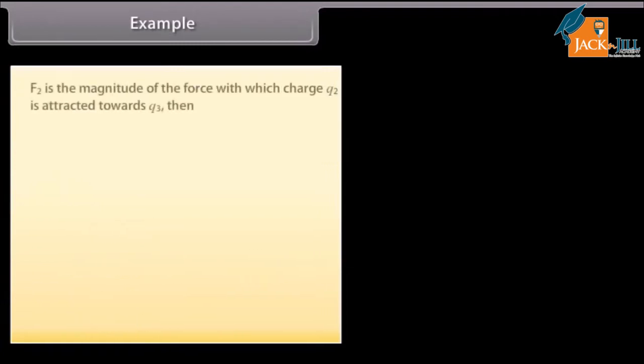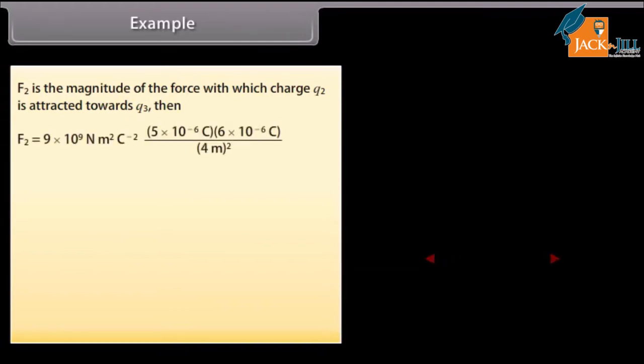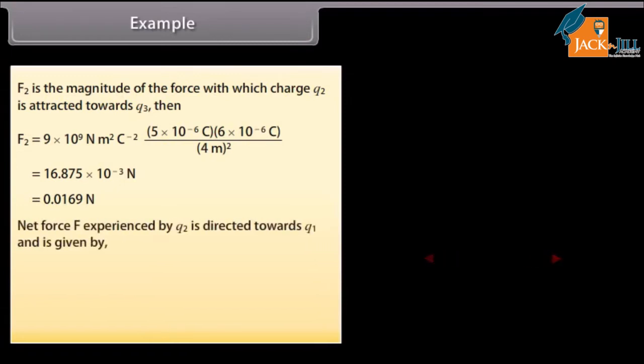0.045 Newton. F2 is the magnitude of the force with which charge Q2 is attracted towards Q3. Put the values in the above equation, we get F2 is equal to 16.875 into 10 raised to the power minus 3 Newton, which is equal to 0.0169 Newton. Net force F experienced by Q2 is directed towards Q1 and is given by F is equal to F1 minus F2, which equals 0.045 minus 0.0169 Newton, which is equal to 0.0281 Newton.